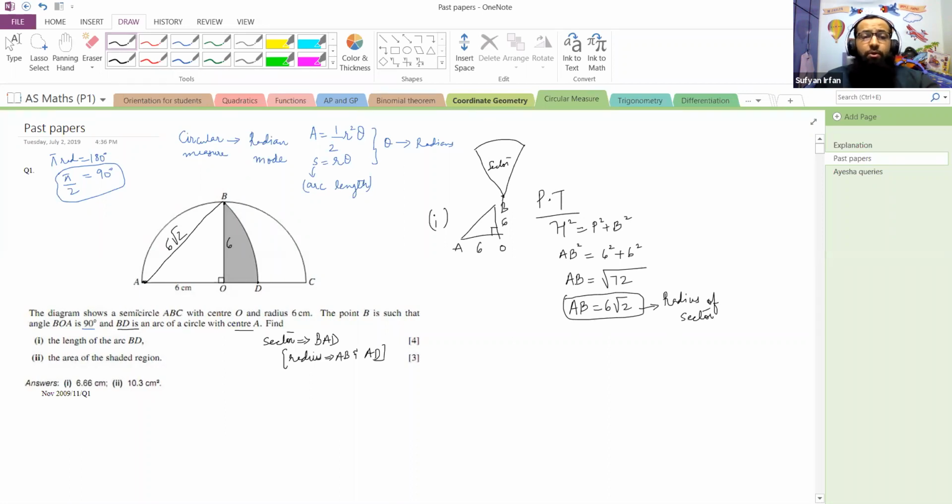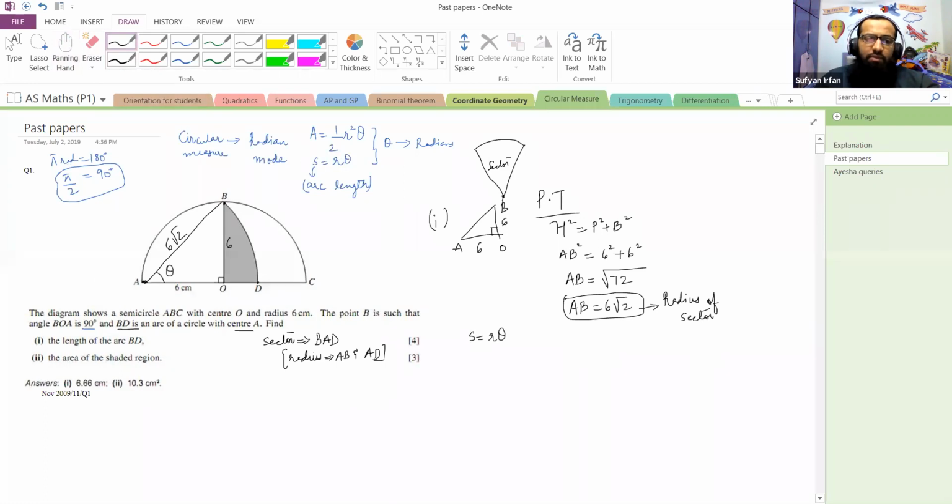Now let's read the requirement of the question. What is actually required? Examiner is saying the length of the arc BD. The length of the arc BD is required. For finding the length of the arc, the formula that we are going to follow is r theta. This means we need radius and we need the angle at the center. So we have already found the radius, but we have not been able to find the angle yet.